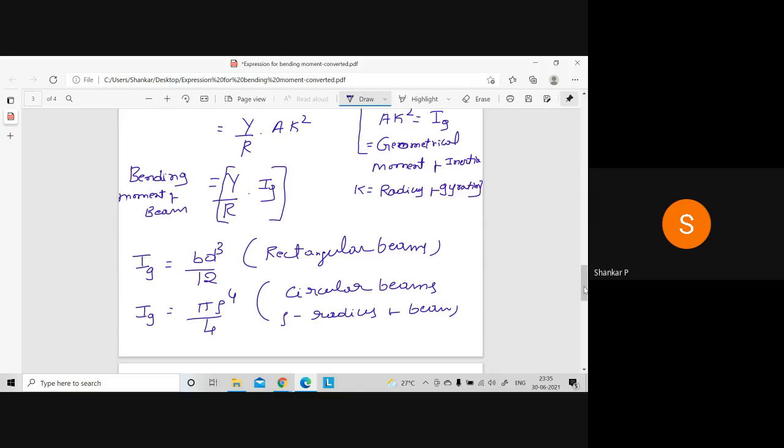I hope you have understood the expression for bending moment of a beam, which is given by Y by R into Ig.